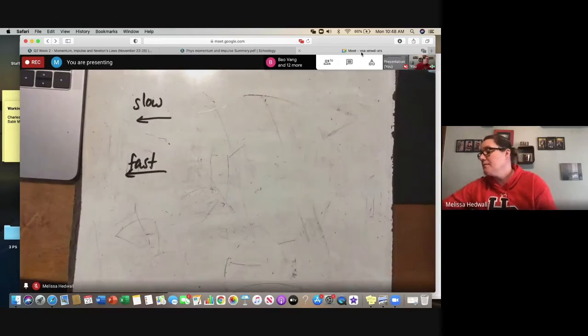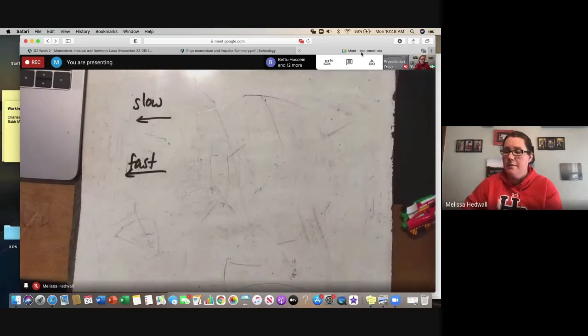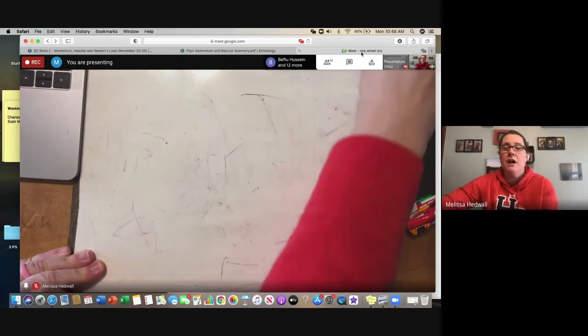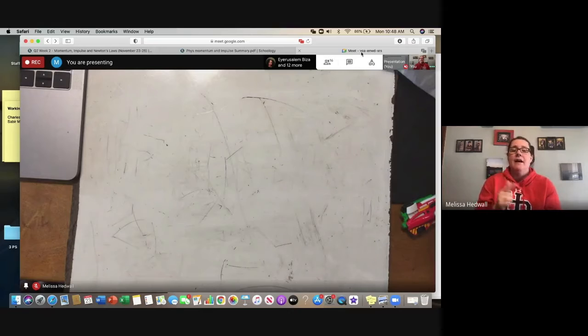Now, that's what we're talking about when we're just talking about momentum: just how fast it's going and how big it is. Essentially, forces get an object moving. Forces make something accelerate to start moving. Once your forces are done, momentum keeps it in motion. Let me talk about this.